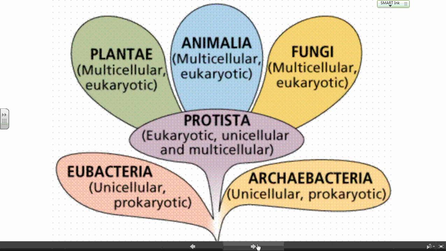What do we call this diagram? What kind of diagram is it? Phylogenetic tree. And it's supposed to show how things are genetically related to each other and how they're evolutionarily related to each other. So where did protists come from?